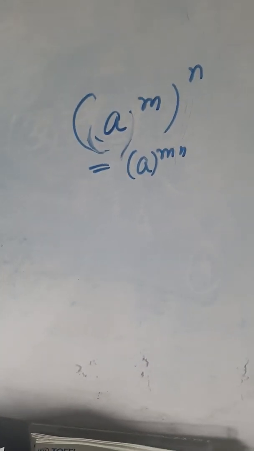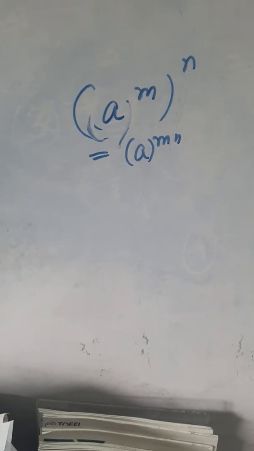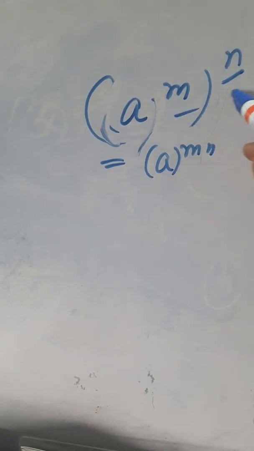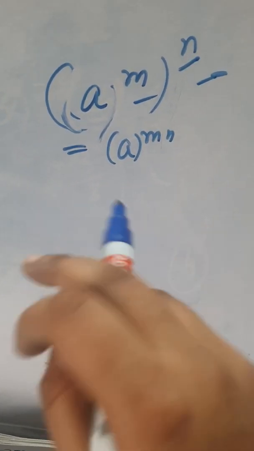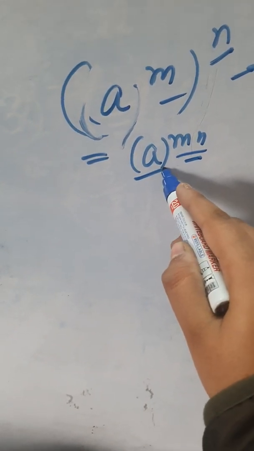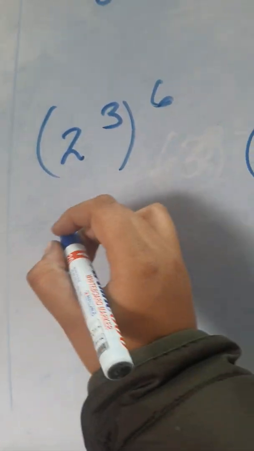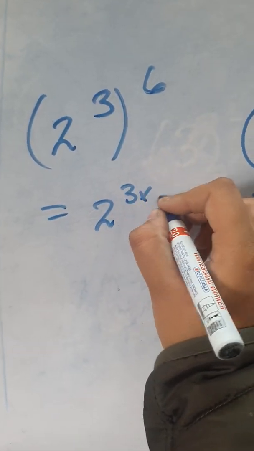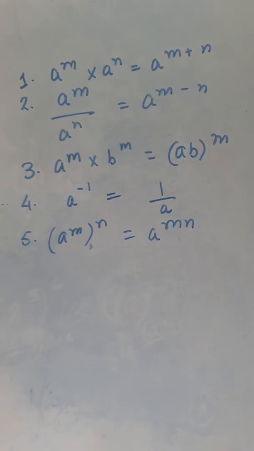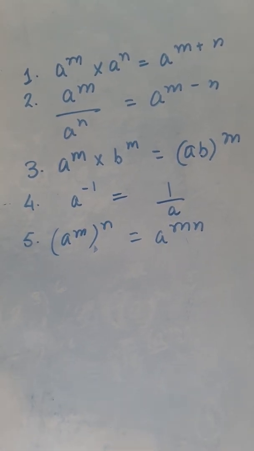Now we are done with 4 laws of exponents, and the fifth one says that if there is a power on the power, that means a to the power m and whole power n, so there are two powers. In this case, it's very easy. We are going to just multiply the powers and the base would be the same. So if it is 2 to the power 3 to the power 6, it becomes 2 to the power 3 into 6, or 2 to the power 18. So these are the 5 laws of exponents, and we are done with this topic as well.